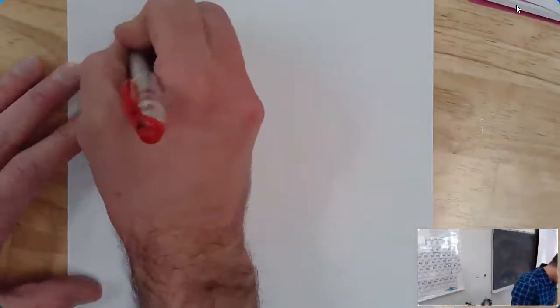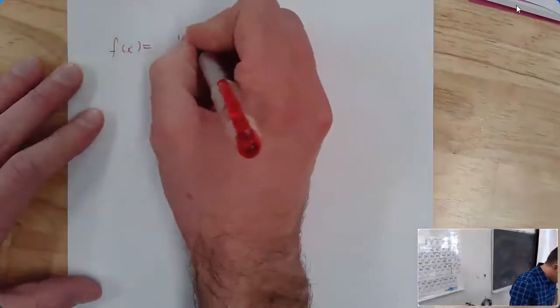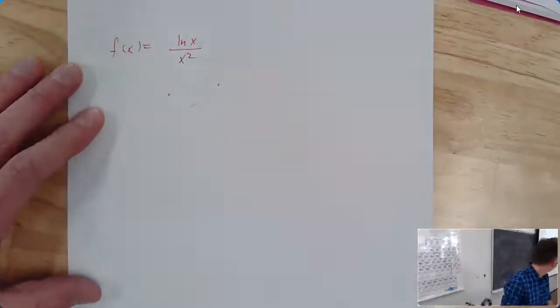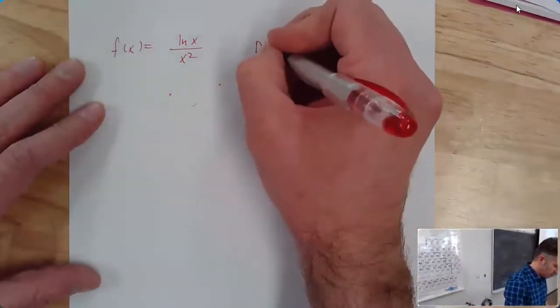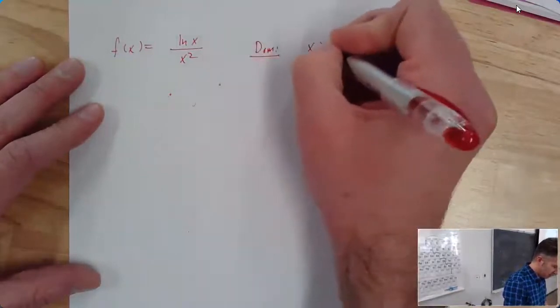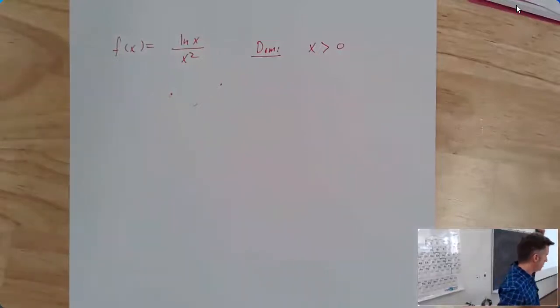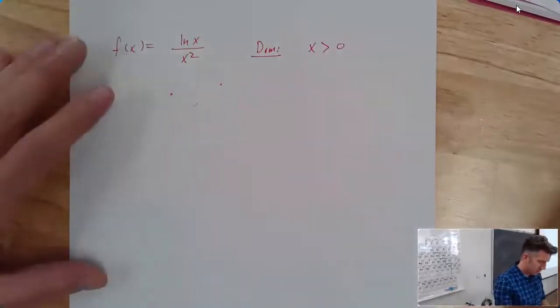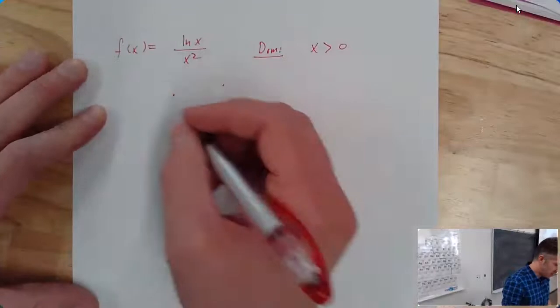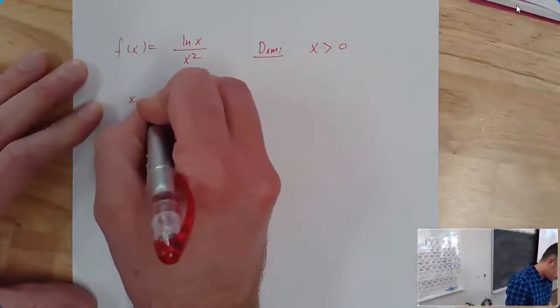Let's say you have f of x equal to the natural log of x over x squared. All right, so first and foremost, domain. x has to be greater than 0, which means our y-intercept is out the window, no y-intercept. X-intercept, we might have one.